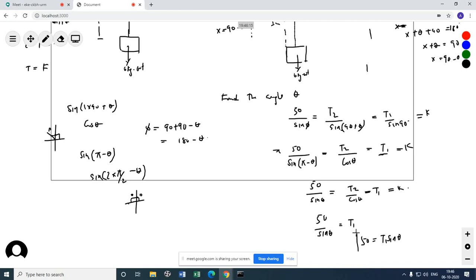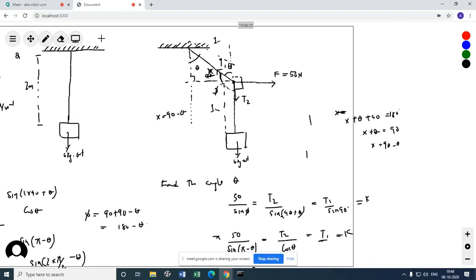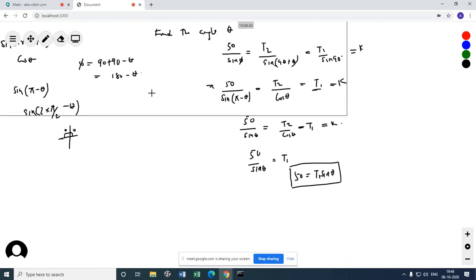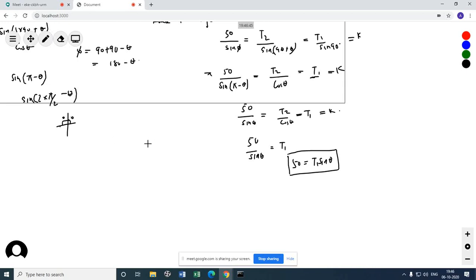You open any reference book anywhere, they are not going to use Lami's theorem to explain it to you. They will go in their traditional way, as copied from different reference books: this is tension T1, you break it into two components, T1 cos theta and T1 sine theta. But then you forget to use Lami's theorem. Okay? So 50 equals T1 sine theta.